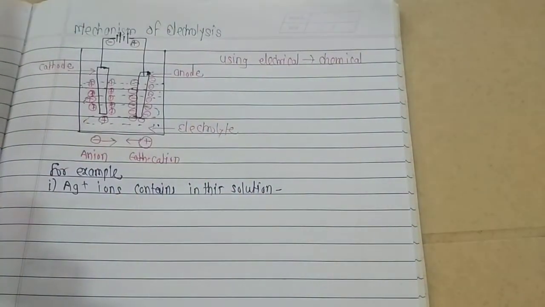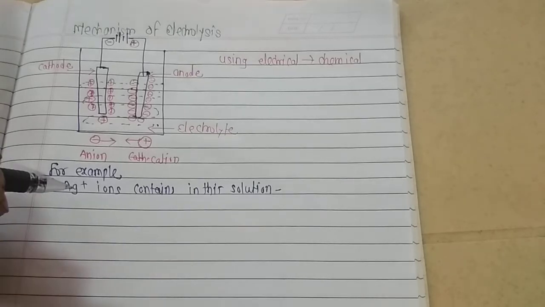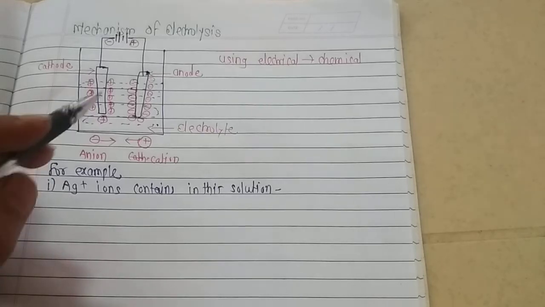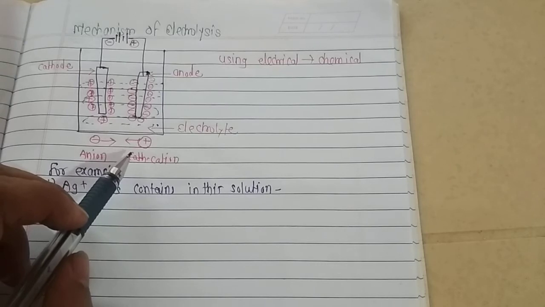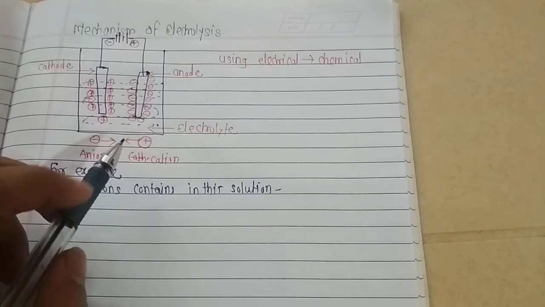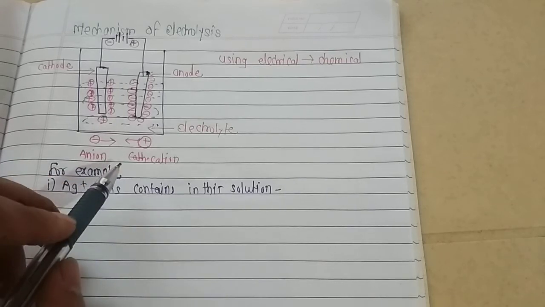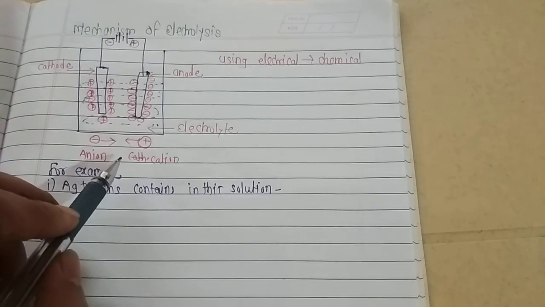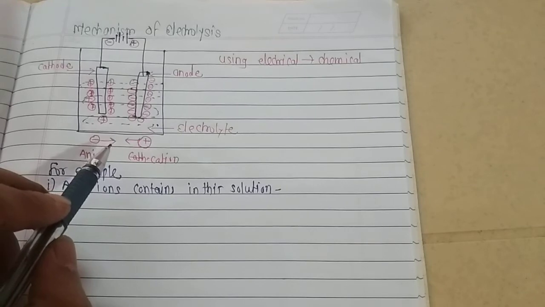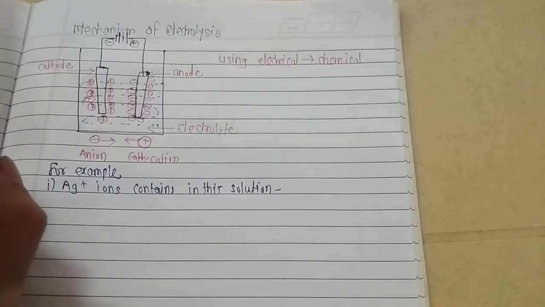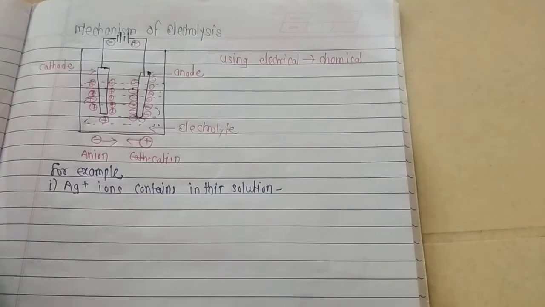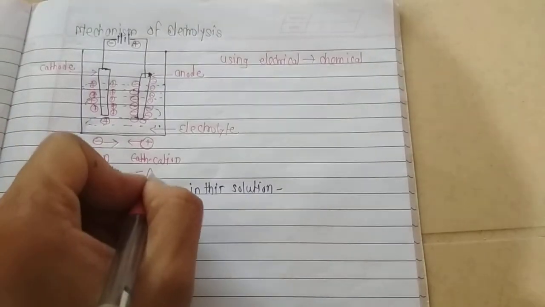If Ag plus ions are in this solution, where are the Ag plus ions shifted? Ag plus ions are positively charged ions. So these positively charged cations shift towards the negative end. Negative end means the cathode. Therefore, this reaction takes place at the cathode.